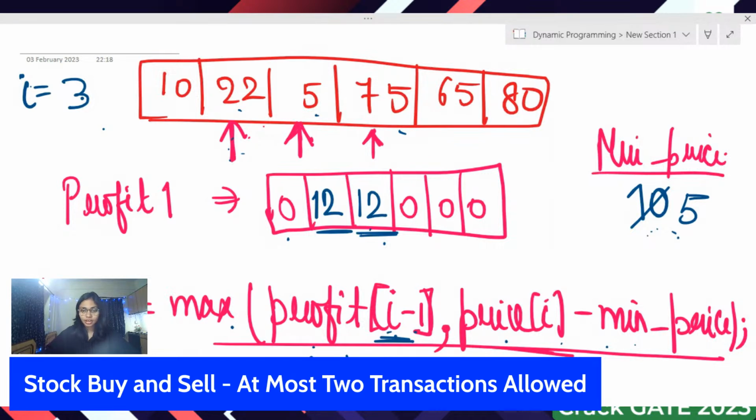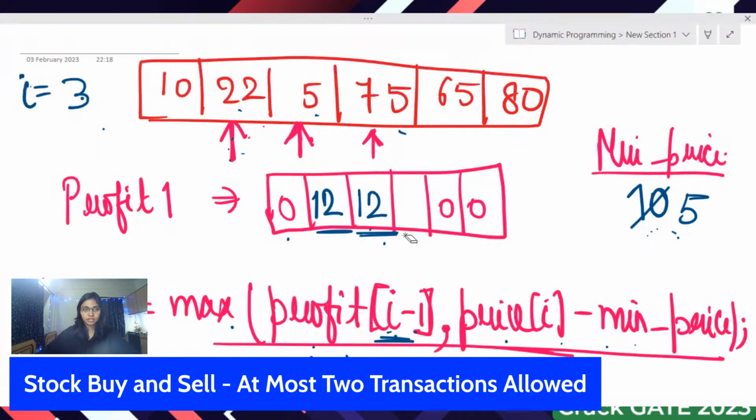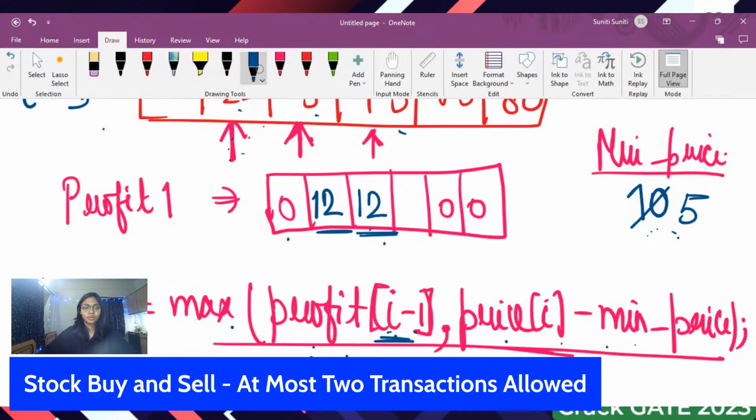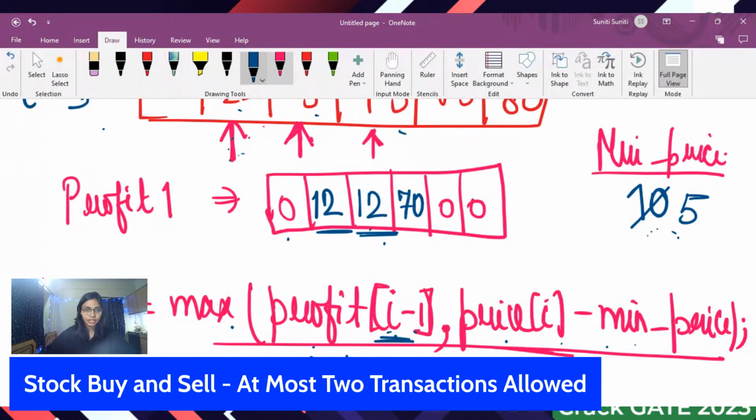So here I am going to write. Let me erase this value. Yes, so all of you are right. What I'm going to do is update it with 70. Right. Let us now move ahead.